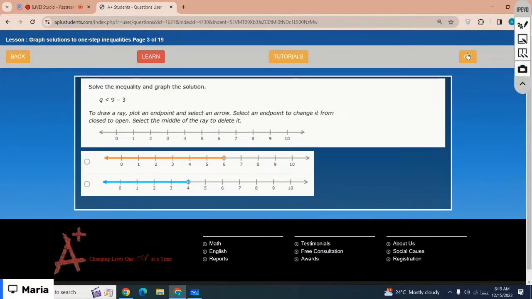Okay, solve the inequality and graph the solution. Q is less than 9 minus 3, so which is the correct option? 9 minus 3 is 6, right? That means Q is less than 6. Got it? So which is the correct option?